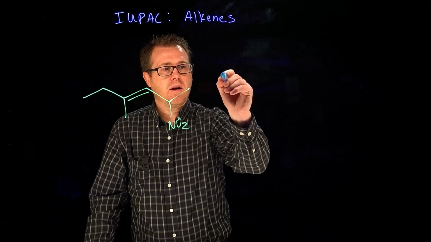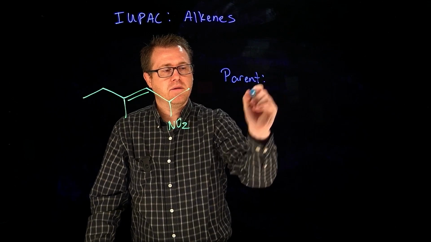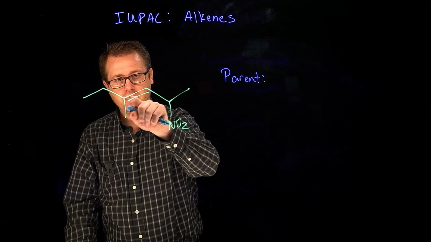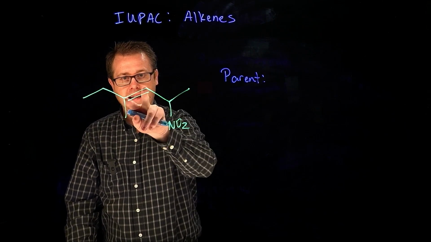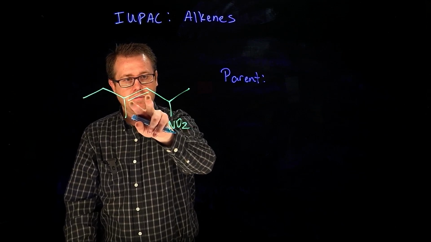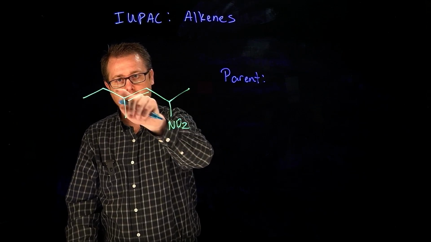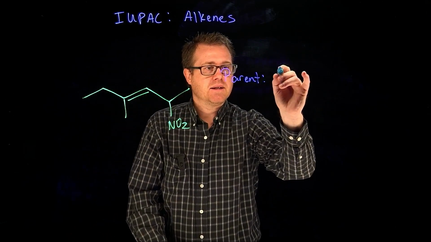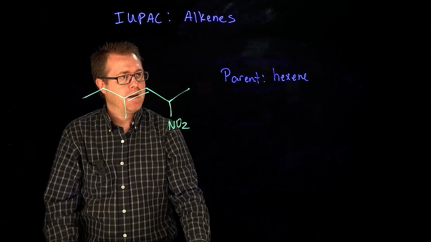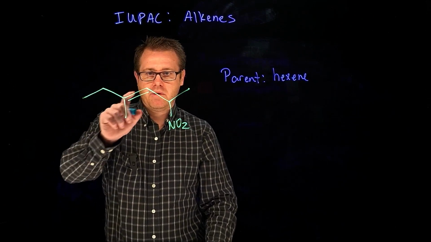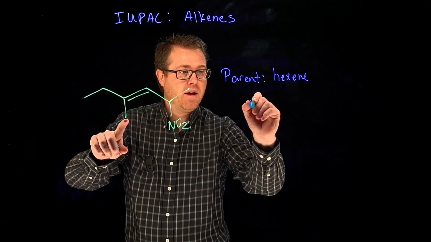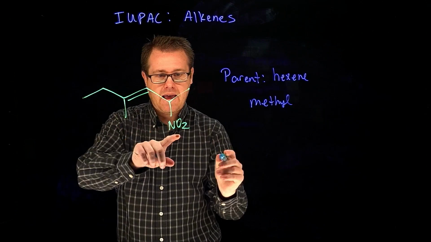Okay, same process. You need to find the parent. Longest continuous chain. So I could go 1, 2, 3, 4, 5. I need to include the 2 carbons in that alkene. But could I have numbered it 1, 2, 3, 4, 5, 6? Yes, I could. 6 is greater than 5. So we have a hexene. So that's 1, 2, 3, 4, 5, 6. There's our longest parent chain. So our substituents are a methyl and a nitro.